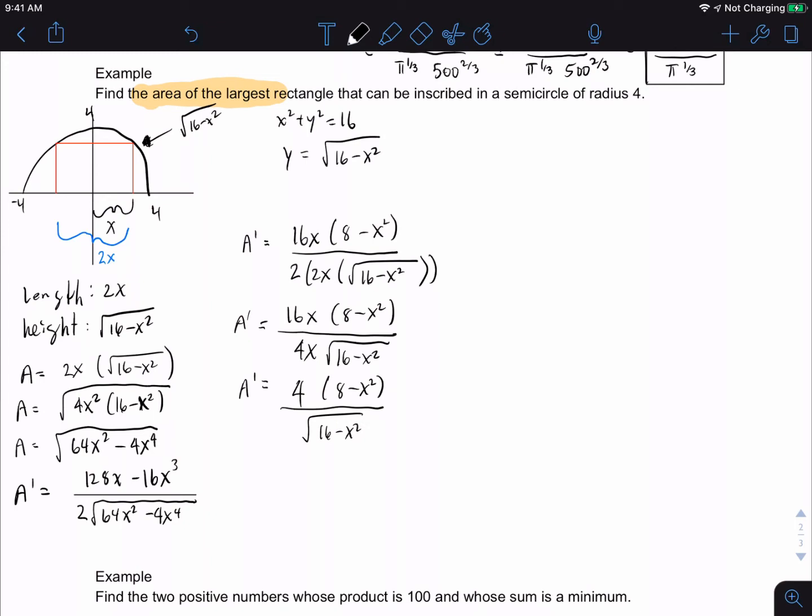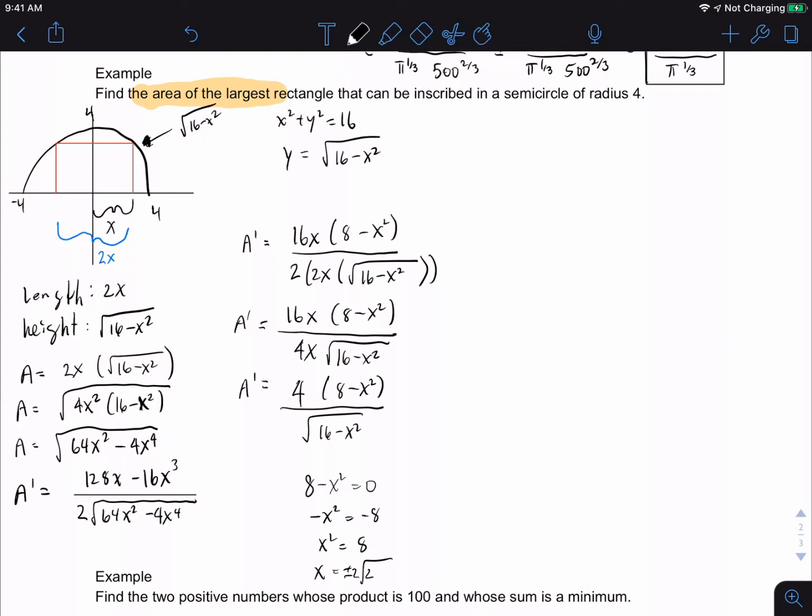Well, where can this thing be 0? It's going to happen where 8 minus x squared is equal to 0, correct? As long as that's not 4 or negative 4, we're okay. So I'm going to test that. So 8 minus x squared is equal to 0. So negative x squared is equal to negative 8. X squared is equal to 8. So x is equal to plus or minus 2 radical 2, correct?